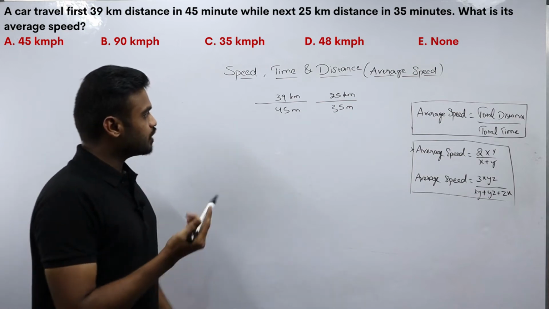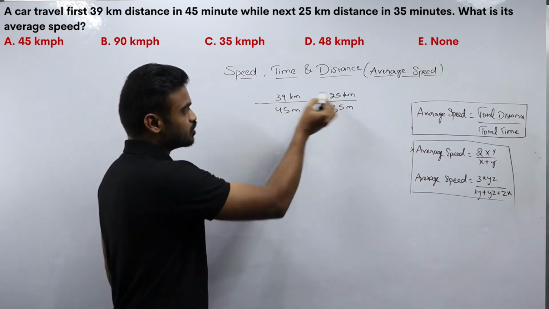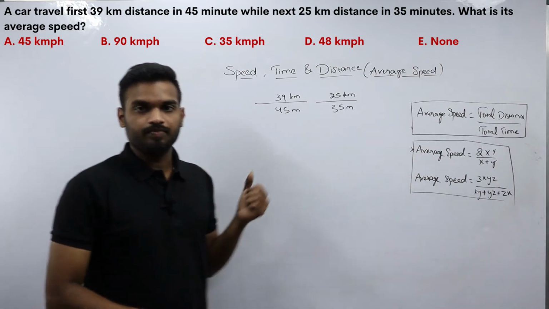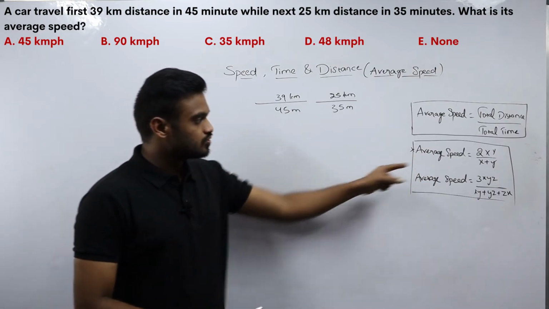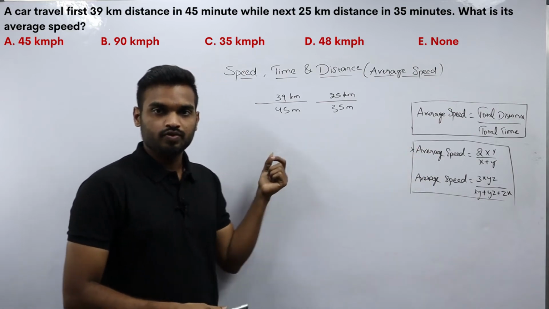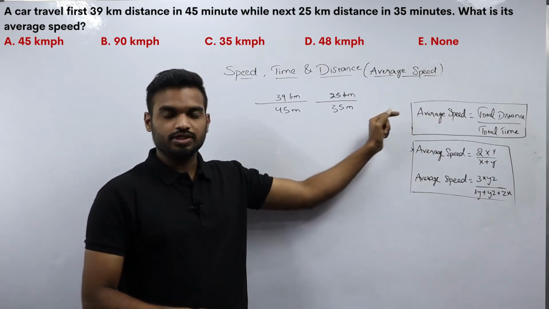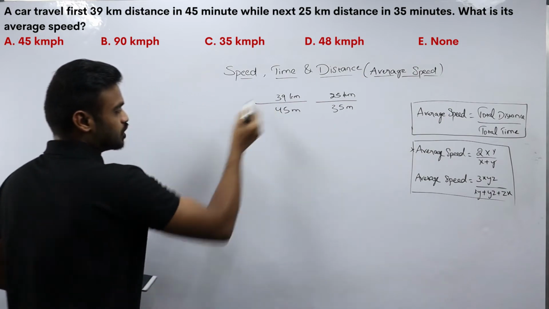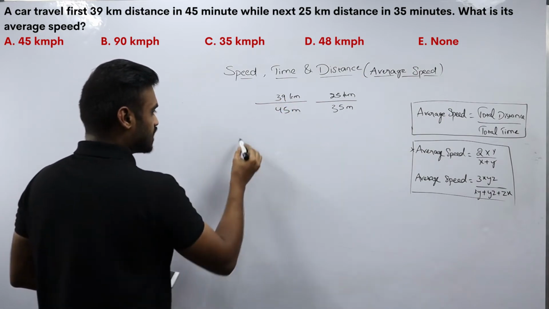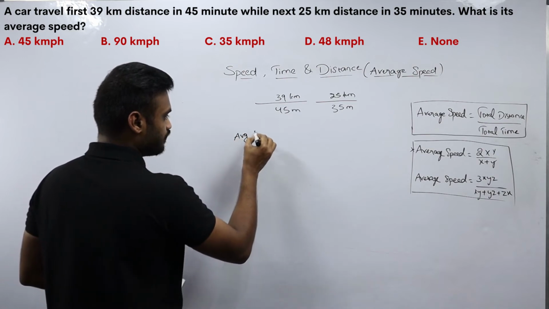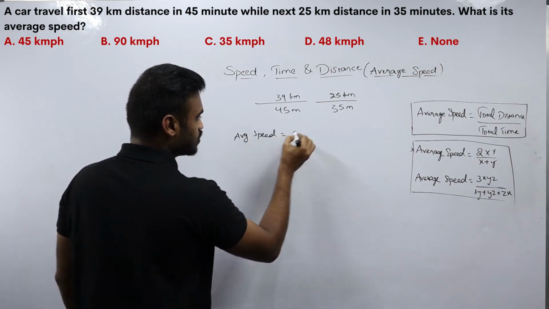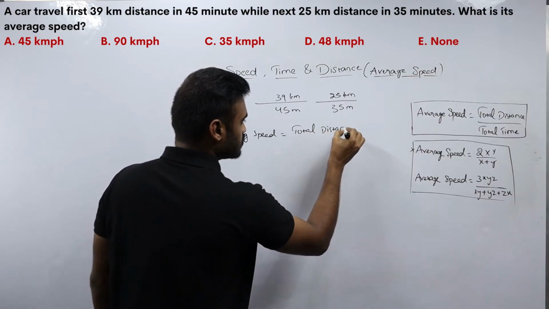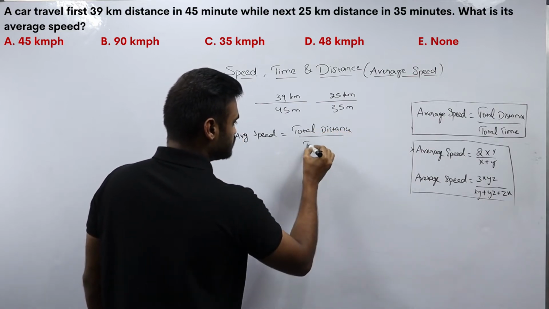Okay, see here, if you observe the first and second case, the total distances are not equal. So you can't use the formula to solve this problem. Okay, that's the reason I don't suggest you use the formulas to solve the problem. Always try to use the basic method to solve the problems on average speed. Okay, see here, I have already told you, average speed equals total distance by total time.